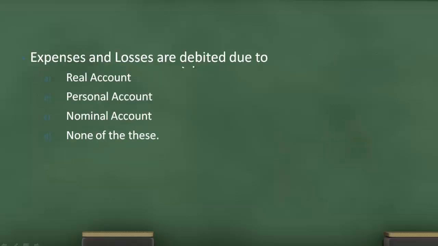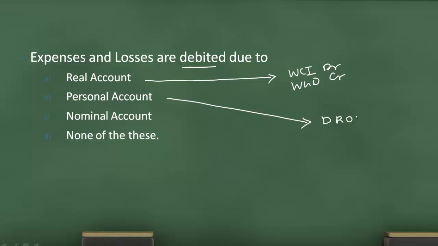Expenses and losses are debited due to, here we have 4 options: real, personal, nominal, and none of this. So there are 3 classifications of accounts, and each classification says debit something and credit something. What does a real account say? A real account would say debit what comes in and credit what goes out. And what does the personal account say? Personal account says debit the receiver of benefit and credit the giver of benefit. And what does the nominal account say? Nominal account says debit all expenses and losses, credit all incomes and gains.